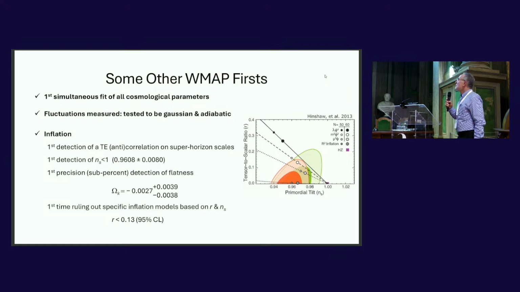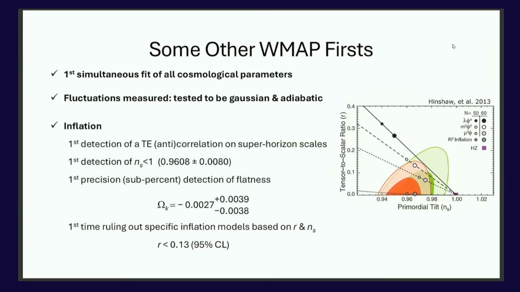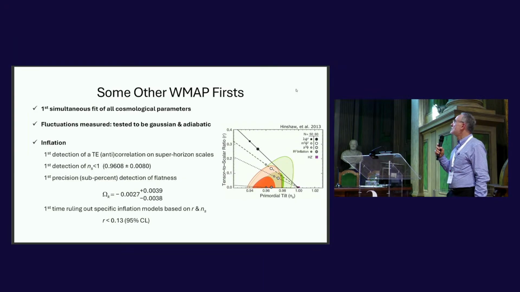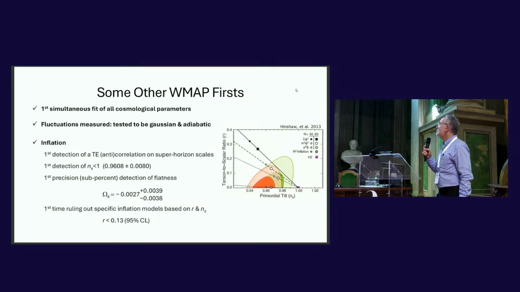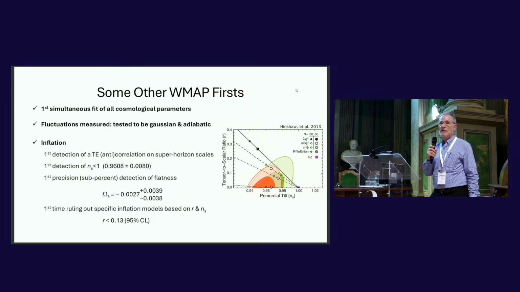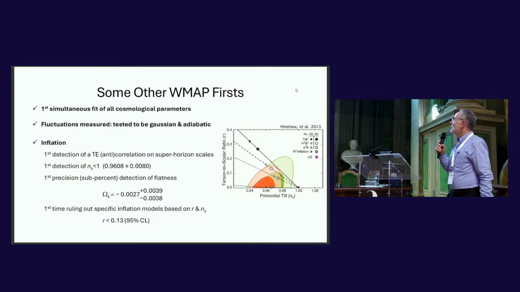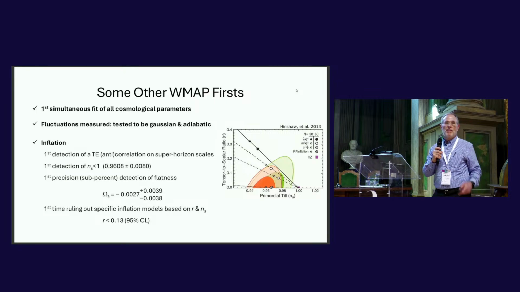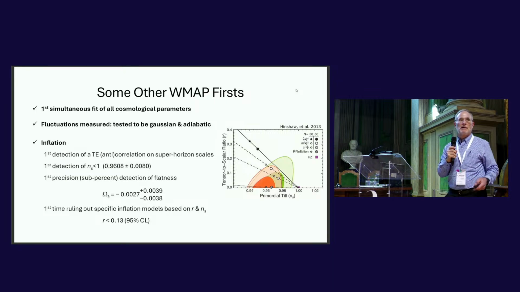It was several items related to inflation: first detection of a TE large scale anti-correlation, first detection of ns less than 1, first precision sub-percent detection of flatness, and the first time ruling out inflation models based on the tensor to scalar ratio and the spectral index. And of course, all of these things have been done much better now by Planck and ACT DR6 and things like that.